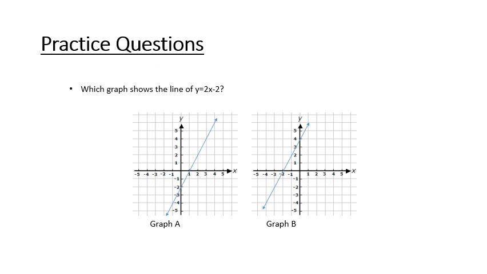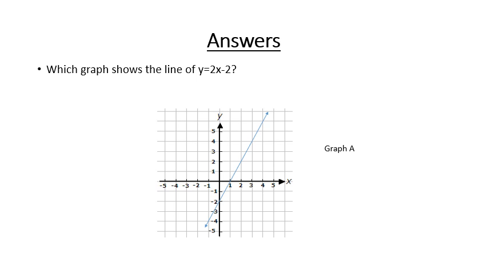Okay, so here's a pretty simple question I'd like you to have a go at. It basically says which graph below, graph A or B, shows the line y equals 2x minus 2. So essentially find the y-intercept, make sure you know where it is, and then determine the slope to work out if either of the graphs actually show the equation y equals 2x minus 2. Please feel free to pause the video. Once you think you know, continue on and we'll check and see how you went.